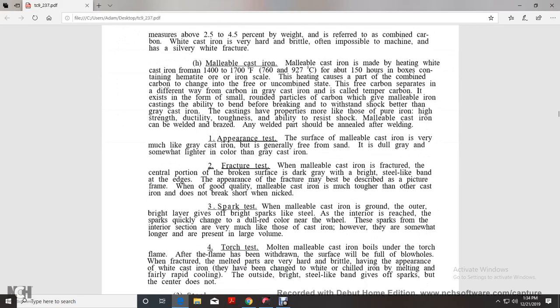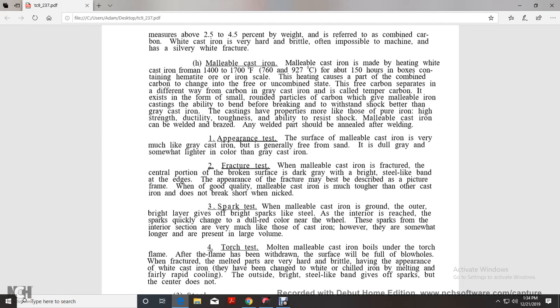Malleable cast irons. Malleable cast irons are made by heating white cast iron to about 1400 to 1700 degrees for about 150 hours. The box is packed with hematite or iron scale. During the heating, part of the combined carbon changes to the free, uncombined state. The carbon separated in this way, unlike the carbon in gray cast iron, is called temper carbon. It exists in the form of small round particles.